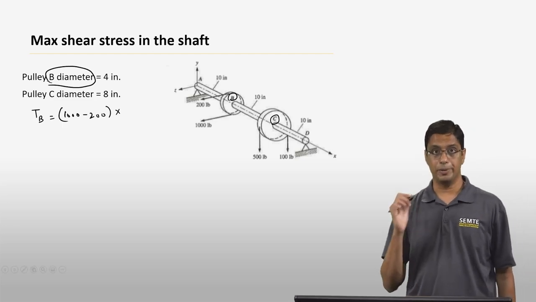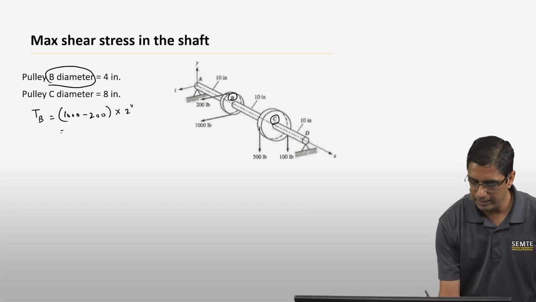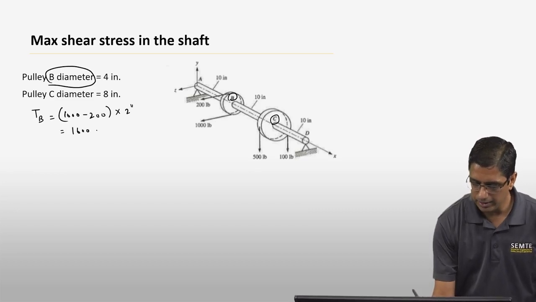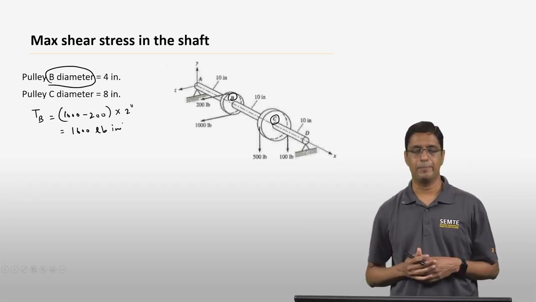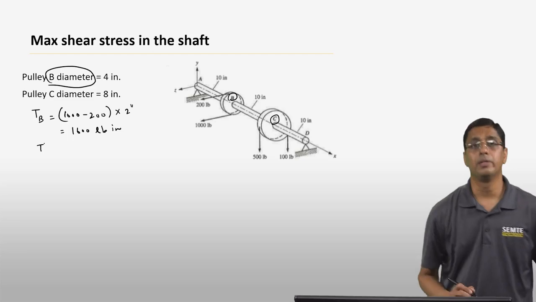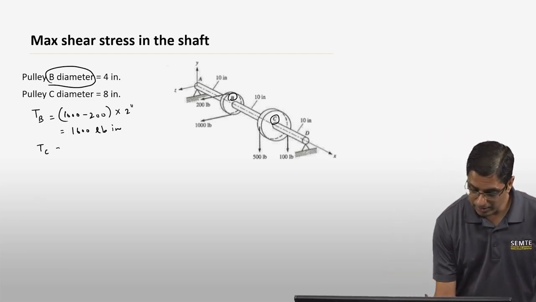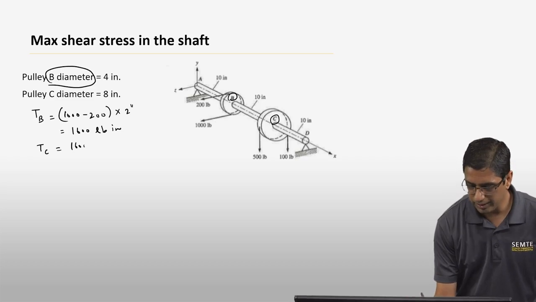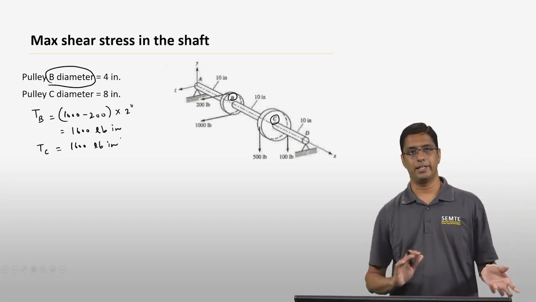So the radius is going to be 2 inches. So you multiply that by 2 inches. And if you do that, that comes out to be 1600 pound inches. Again, torque is like a moment, so essentially it has the same units. And by virtue of this being in equilibrium, the torque at point C is also going to be 1600 pound inches.